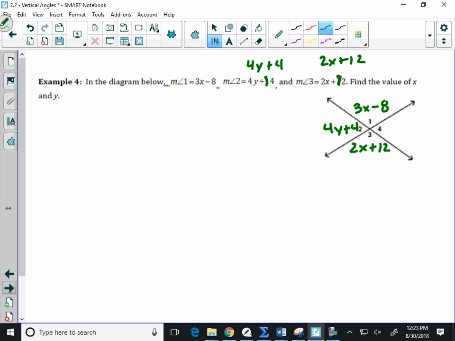Yes? 4y. No, I just changed it. I literally just said the numbers are off. Yeah, literally just changed it. Make it a 4y plus 4 and a 2x plus 12. You do get clean numbers, but they make no sense. They don't make any sense with what we get with our diagram. They don't work with it.